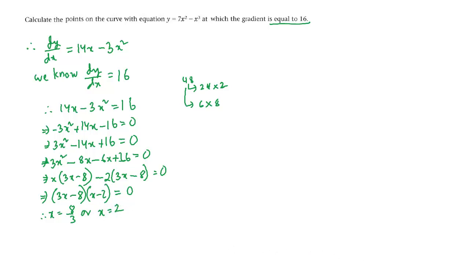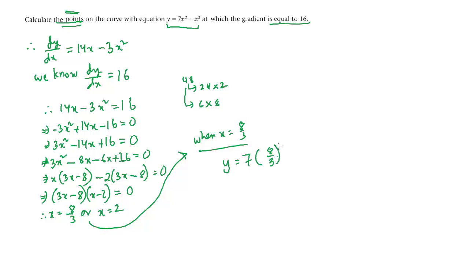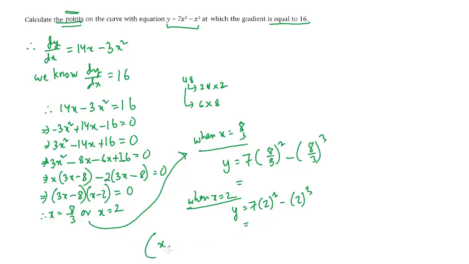So we got two values of x. Now a point is made up of both x coordinate and y coordinate. It's an ordered pair, so we have to find the values of y also from here. So we have to write, when x equals 8 by 3, what is the value of y? So y equals, this is the equation, so y equals 7 (8 by 3) whole squared minus (8 by 3) whole cubed. So this is going to give us a value, and when x equals 2, we're going to get y equals 7 times 2 squared minus 2 cubed. So this is going to give us another value. So the answer is going to be the x coordinate first, y coordinate, and then we write the other x coordinate and the other y coordinate.